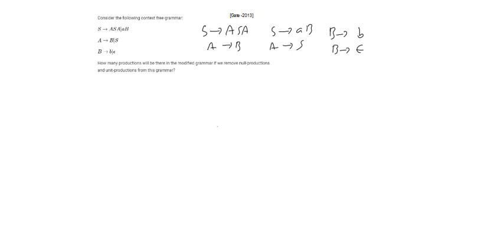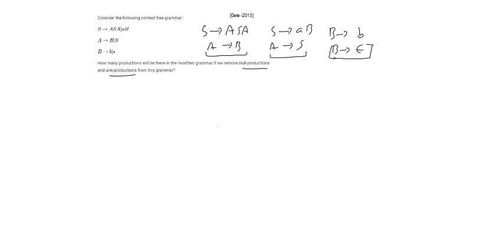Now you identify what are the things we have to remove. We have to remove null production and we have to remove unit production. In the given grammar, the null production is B implies null. And we have 2 unit productions, A implies B and A implies S. So let us remove null production first.